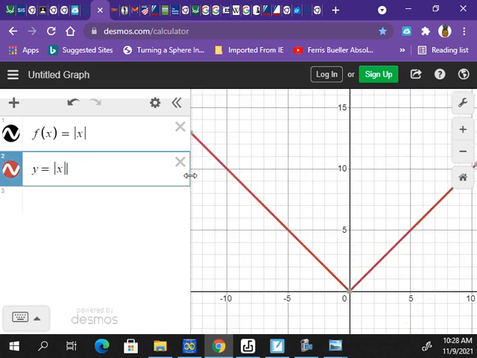So now we're going to do inside the absolute value, right? So let's see what happens when I do inside the absolute value. Let's do, so it's not the same thing, let's do plus 3. Let's see what happens. Do we think it's going to go up 3?